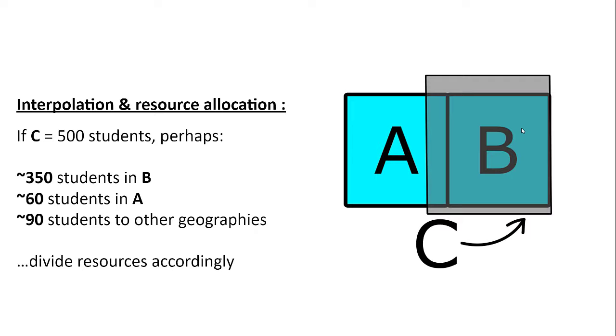Let's say Area C is a measurement of students living in a school boundary, and there are 500 students that go to an elementary school in Area C. We could assign approximately 350 of these students to Area B based on the proportion of area, assign 60 students to Area A, and 90 students to other unmentioned geographies. That's the basic idea. A typical use case might be taking data reported by a school district or police precinct and combining it with data tabulated at either a census tract or zip code level.